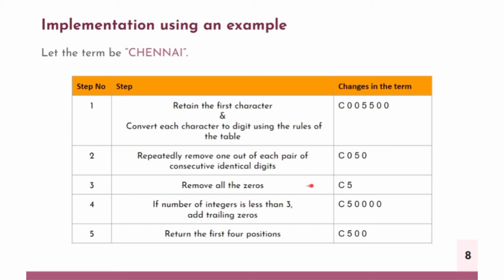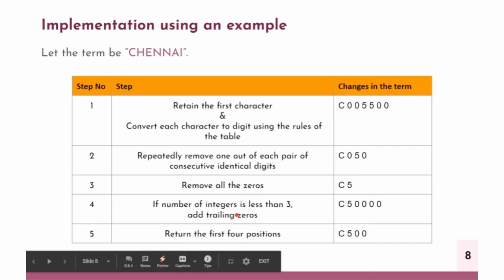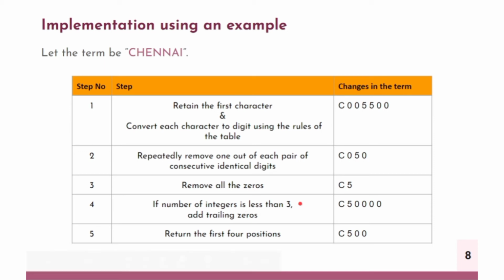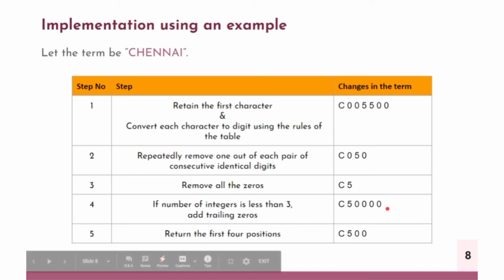Here we only have 2 characters, right? So what step 4 says is, if the number of integers is less than 3, add trailing zeros. How many integers are there in C5? There is only one integer, that is 5, right? So to get a 4-digit phonetic hash, we should be adding trailing zeros after 5, as shown over here.